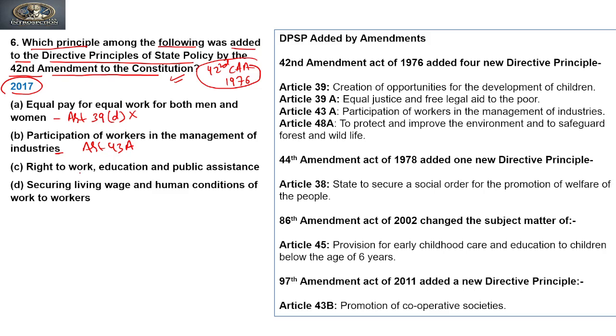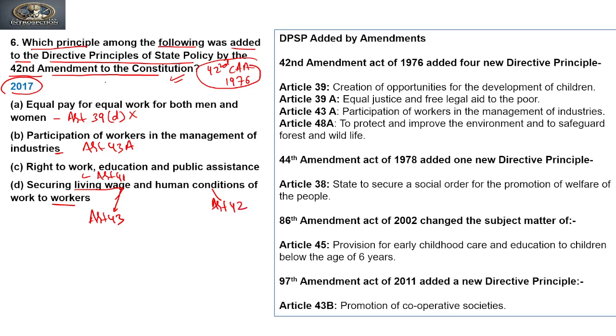Next, right to work, education and public assistance. This is given under Article 41 of the Constitution. And securing living wage and humane conditions of work for workers. Now this option D is covered under two articles. The first, securing living wage, is covered under Article 43 of the Constitution, and humane conditions of work for workers is covered under Article 42 of the Constitution.